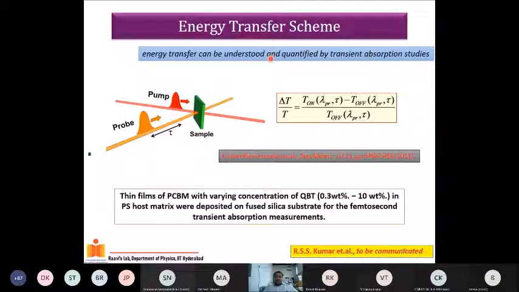The energy transfer can be understood and quantified by transient absorption studies. Thin films of PCBM with varying concentration of QBT in host matrix were deposited on fused silica substrate for various studies. Why is it deposited on PS matrices? PS is a polystyrene matrix. PCBM doesn't inject into the polystyrene, but as you increase the quantity of the QBT, if there is any energy transfer from PCBM to QBT, you should start following it.